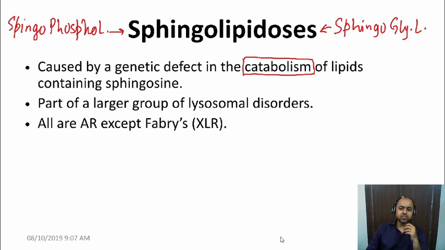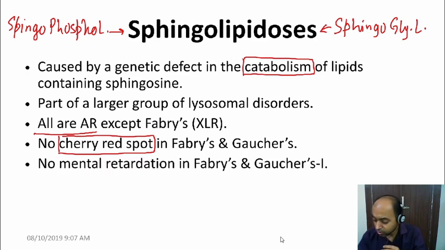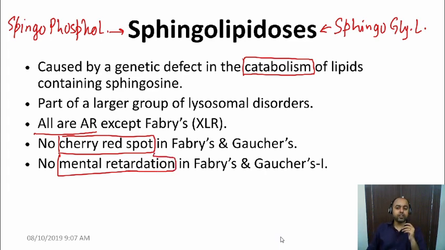I'll give you the names of the sphingolipidosis. Some common features to remember are: all of them are autosomal recessive, all of them will present with cherry red spot, and all of them will present with mental retardation. These are three very important points to remember about sphingolipidosis.